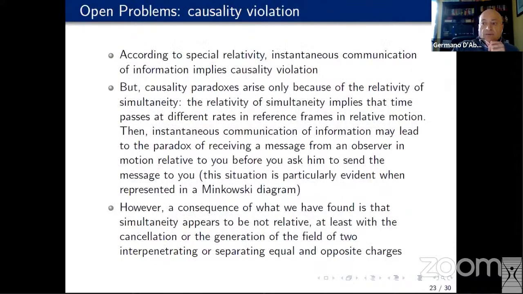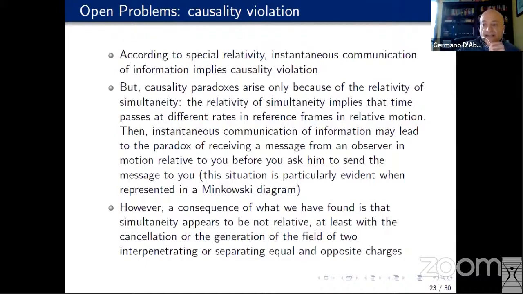Let's now come to a few open problems in my results. I know there are many more than this. The first one is obviously that according to special relativity, an instantaneous communication of information violates causality. What I can say is that causality violation is in fact a consequence of the relativity of simultaneity. The relativity of simultaneity implies that time passes at different rates in relatively moving reference frames, and this different flow of time, along with the use of instantaneous signaling, can cause causality violation.